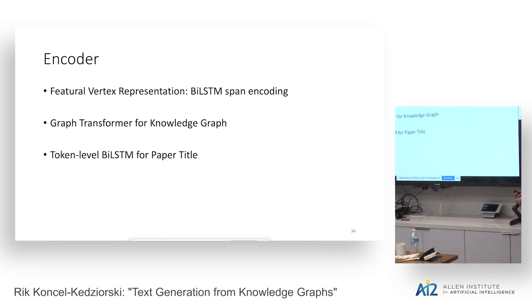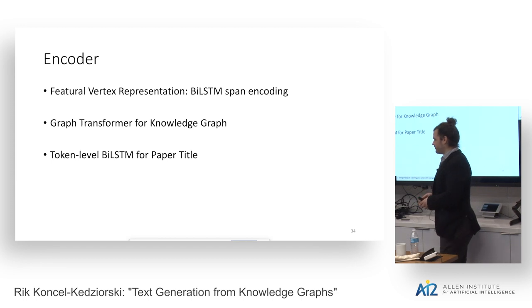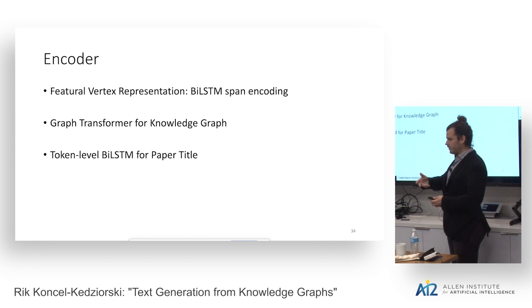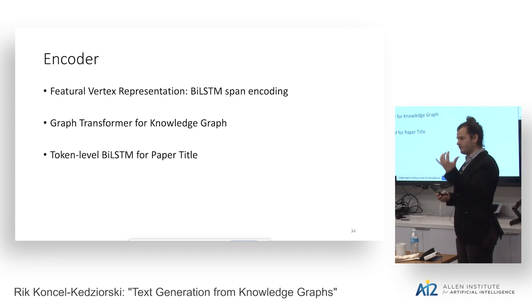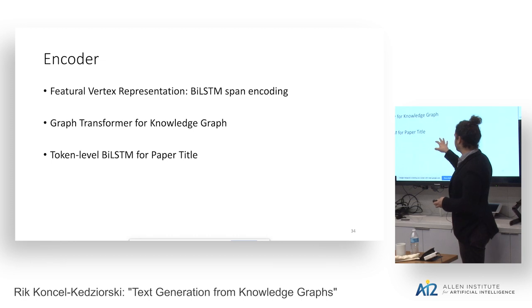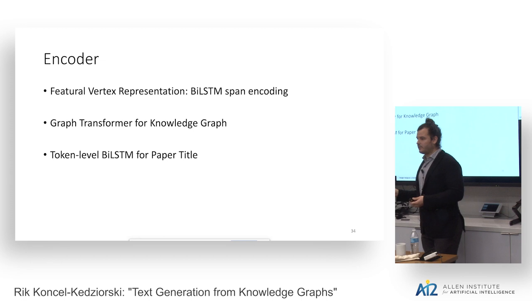Okay, so now we have a graph that we can encode, almost. We have a graph whose adjacency matrix is right, but we still need a featural representation of the vertices. So for this, we use a bidirectional LSTM span encoding over the entity text. And now we have these featural representations that are equally sized for every vertex. We can now use our graph transformer to encode this knowledge graph. And we can use a bi-LSTM to encode the title to get a collection of vectors representing the information in the title.